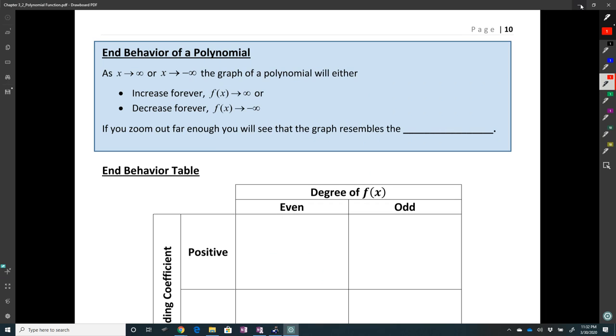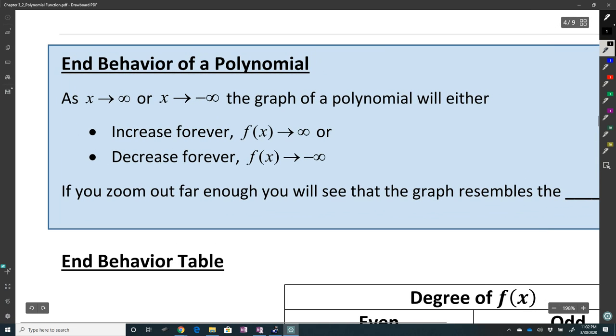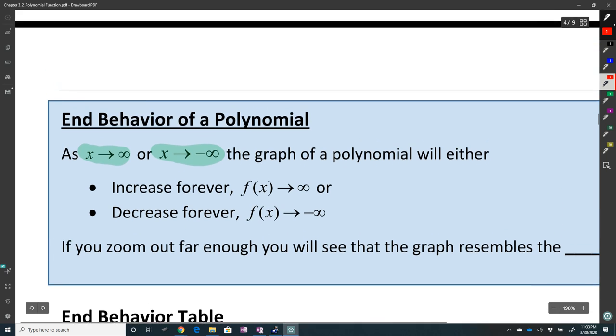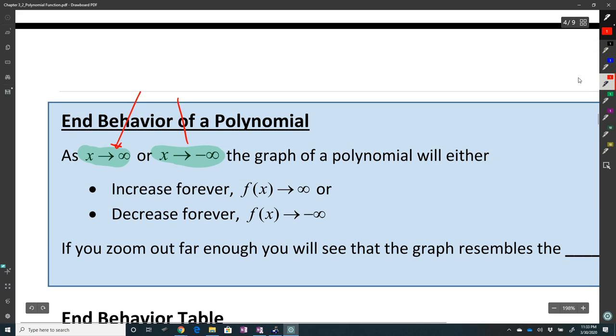And we're back. So, page 10 starts off with the end behavior of a polynomial. And we start off with these weird notations that you'll see. You'll see x arrow infinity, x arrow negative infinity. And all that means is that as x gets infinitely larger, in the positive or negative direction.